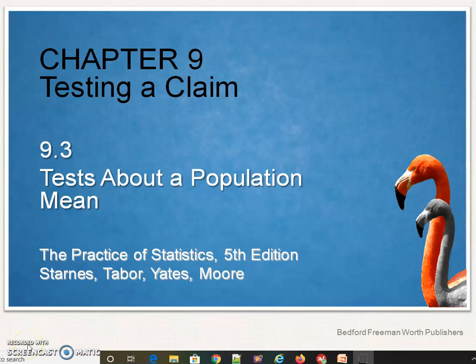Probability and Statistics, Chapter 9, Section 9.3. Tests about a population mean. 9.2 is tests about a population proportion. So we're going to add to that: how do you do a population mean testing?